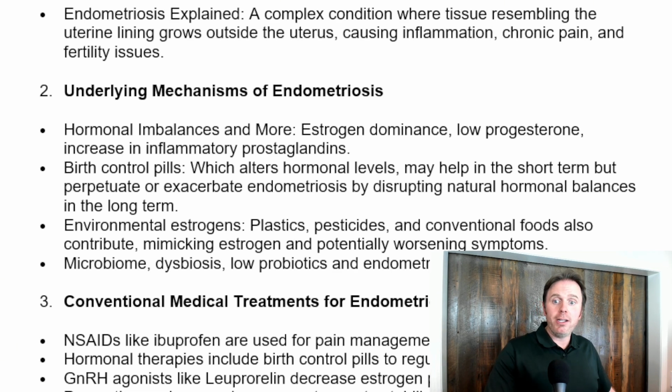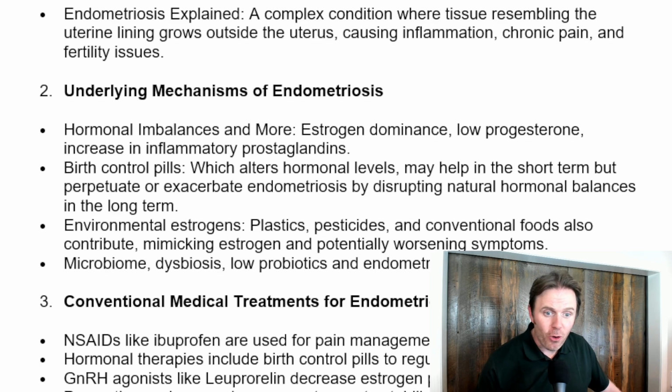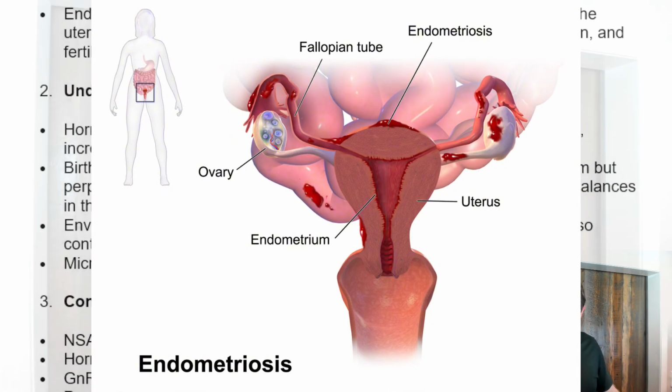Now, birth control pills, I mentioned what it does, right? It's short-term helping, not fixing the underlying issue long-term. Environmental estrogen, so plastics, pesticides, chemicals in these hormones will also be in your conventional foods, right? A lot of the organochlorine pesticides seem to mimic estrogen. They have an estrogen kind of backbone, if you will. And so they're going to potentially worsen the symptoms. Why? Because we know endometriosis is an estrogen dominant kind of physiology, and if we add more estrogen, more fuel to the fire, of course, we may have more endometrial tissue growth.